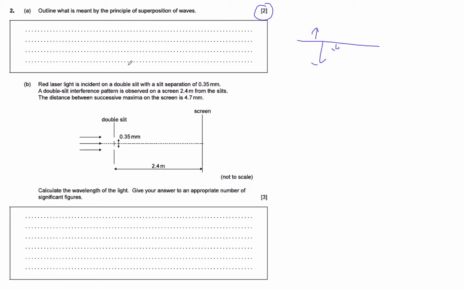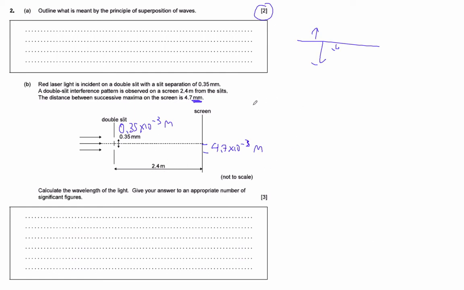Okay. So a red laser light is incident on a double slit with a separation of 0.35 millimeters. The double slit interference pattern is observed on a screen 2.4 meters from the slits. The distance between the successive maxima on the screen is 4.7 millimeters, right? So that's this distance here, so that's 4.7 times 10 to the minus third meters. Just be careful on this one about your milli is 10 to the minus 3, right? And then this is 0.35 times 10 to the minus third meters. Milli is minus third, and then this is 2.4 meters, right?